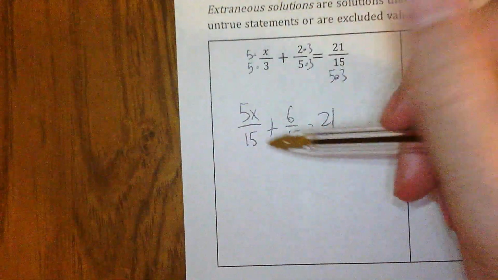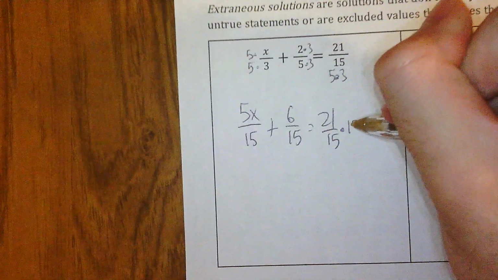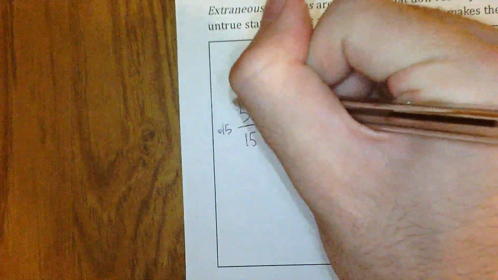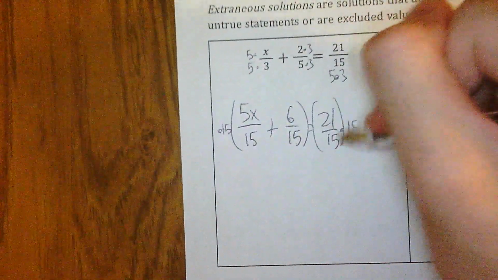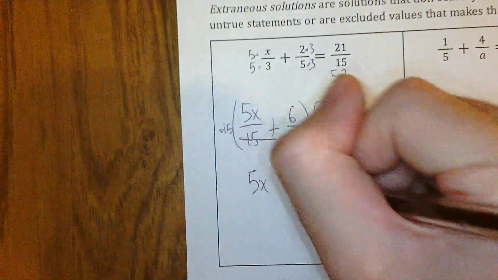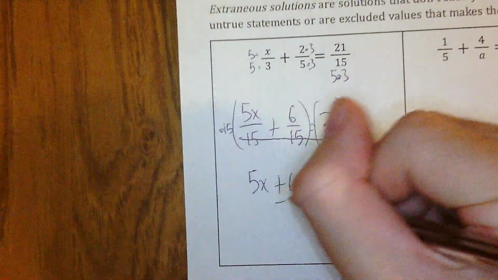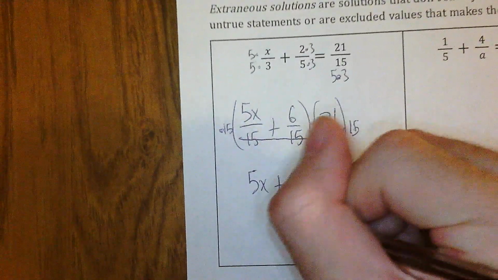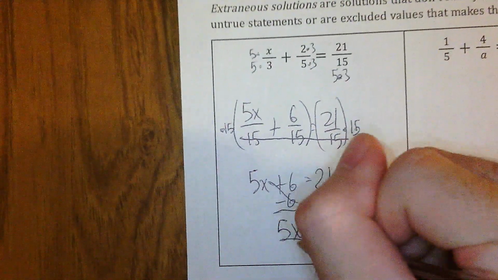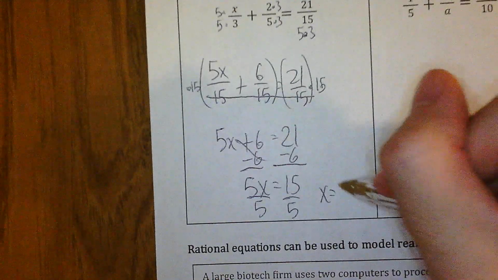Now in this case, now that we have everything having 15 on the bottom, I will just multiply both sides by 15, right? Because I can do it to both sides. This allows me to remove all the 15s, and we have 5x plus 6 equals 21. Solve this rather easily by subtracting 6. We have 5x equals 15, and then we divide by 5. 15 divided by 5 is 3.